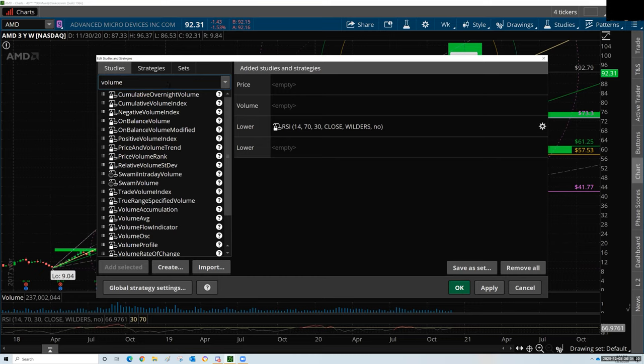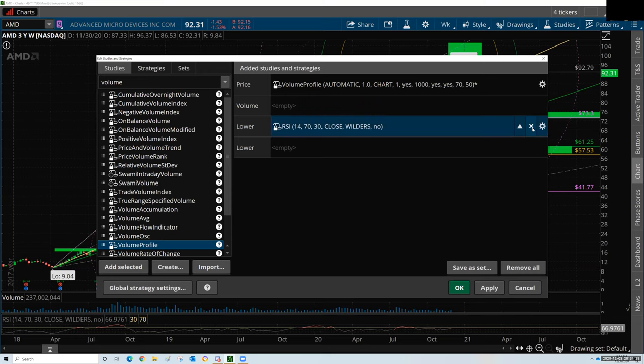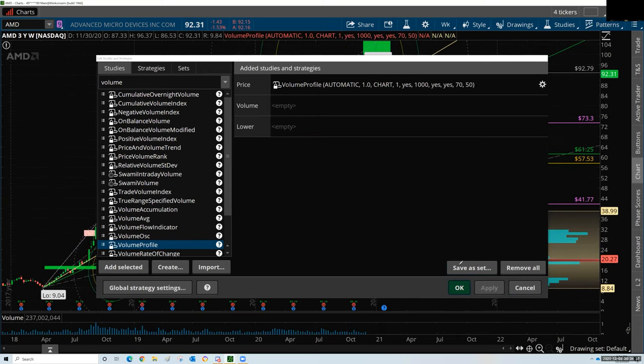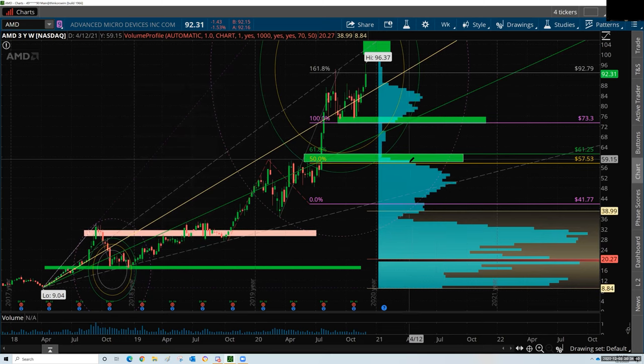If you guys are familiar with what it is, I can show it to you, but let me just do this real quick here. So the volume profile is right here, and I hate the default, but I'm going to add it in anyway. Me too. Okay. And then I'm going to remove the RSI out of there. Yeah. So I absolutely hate the default, but it is what it is.